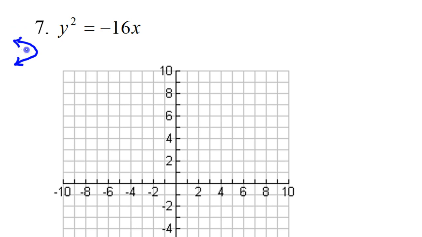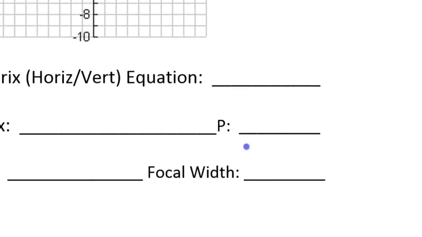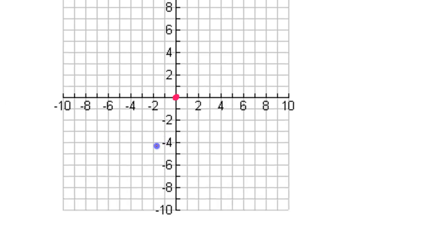Okay, so I know this is the big picture. It will be opening to the left, which means my focus will be in the interior and my directrix will be vertical. Okay, so let's get started. So once again, my vertex is at 0, 0. There's nothing being added or subtracted. I know it's going to be opening to the left. My focal width is right here. Okay, my focal width is 16, positive 16. Focal width is always positive.